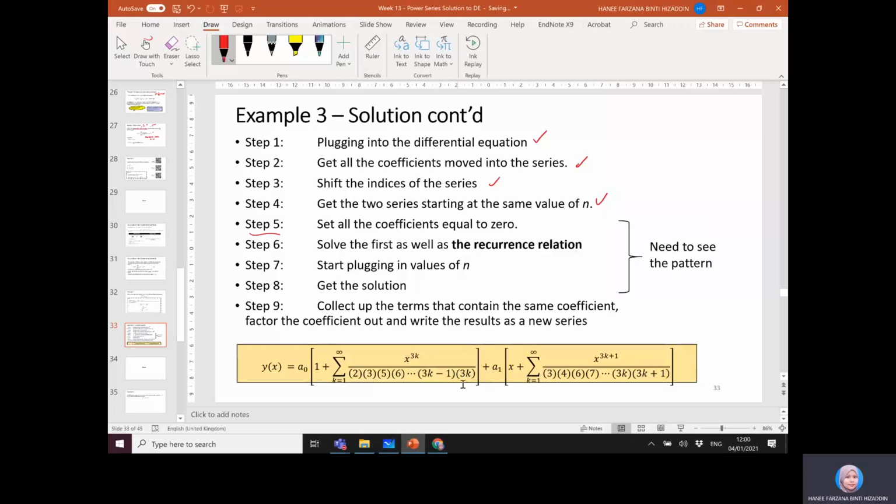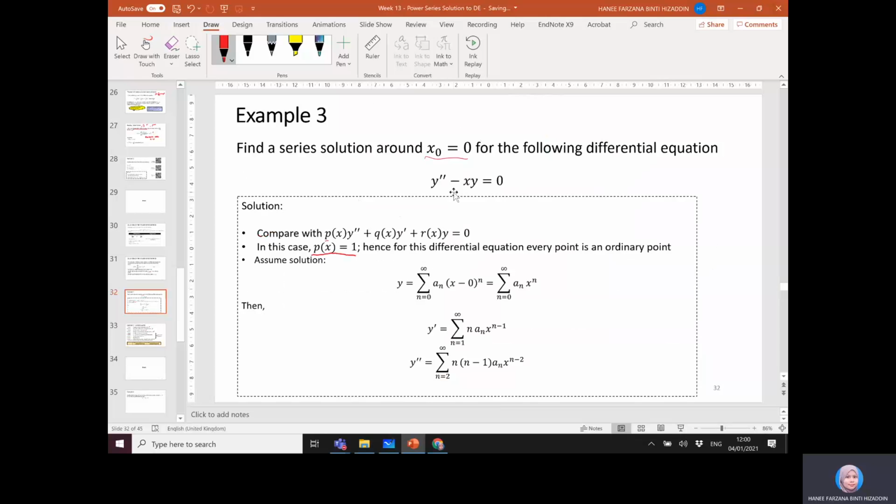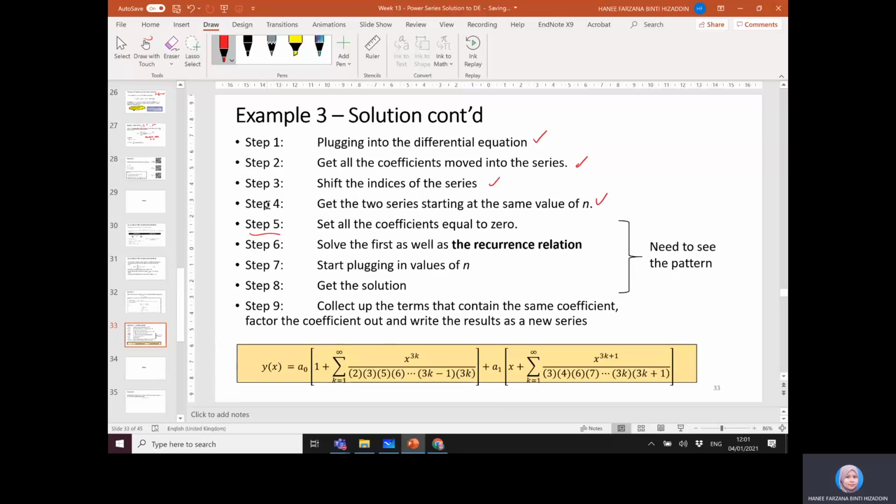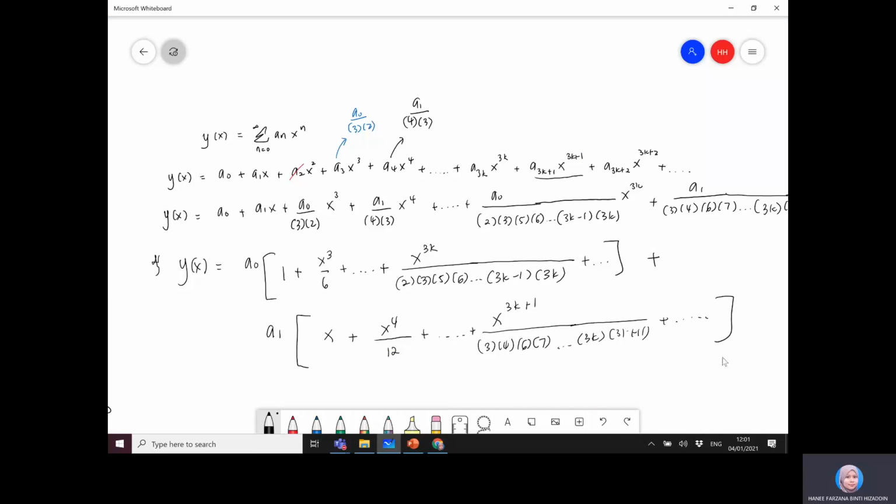So in this simplified form, if you are given the original differential equation in this form, y double prime minus xy, you have a non-constant coefficient here, which is x or negative x. So you can use a power series method to follow through these solution steps. The challenge is usually when you need to see the pattern here, and then collect all the terms that contain the same coefficient, factor it out, and write the result as a new series. Then you stop there.